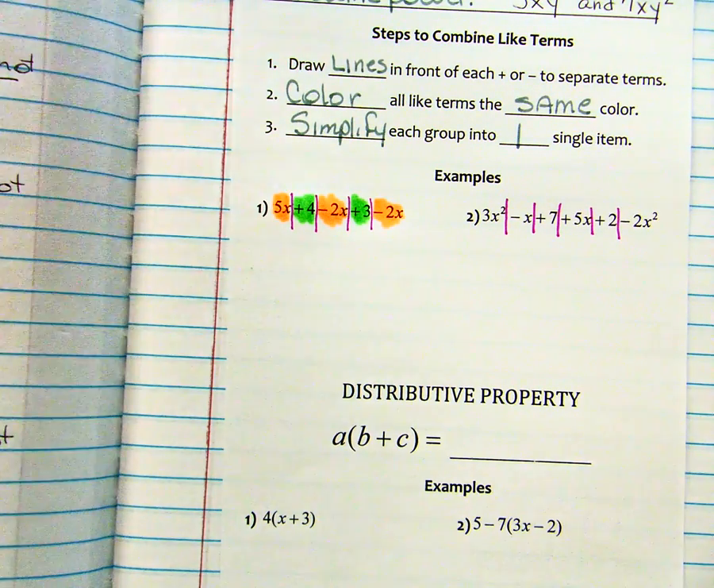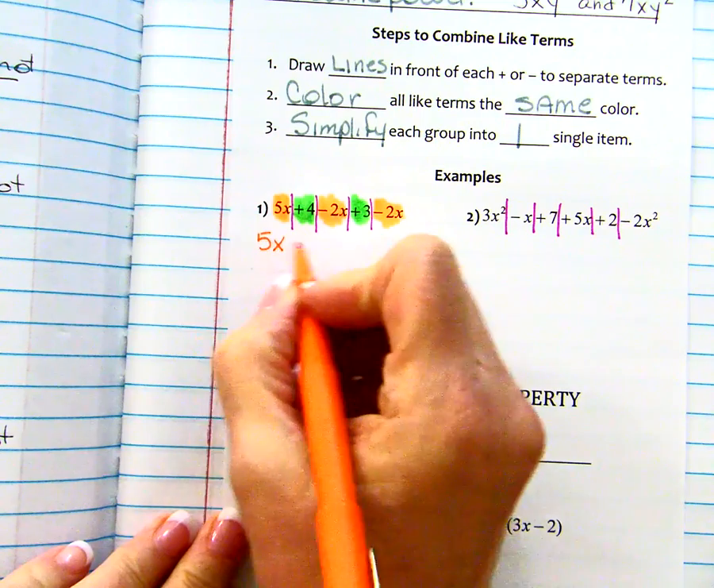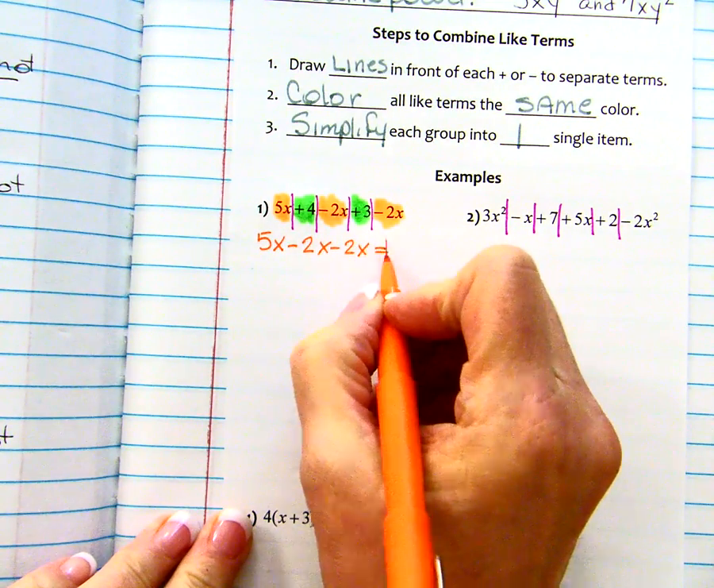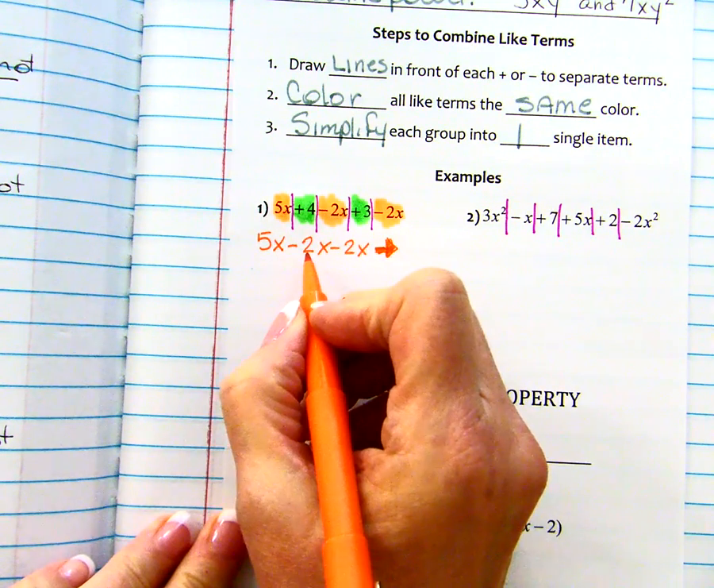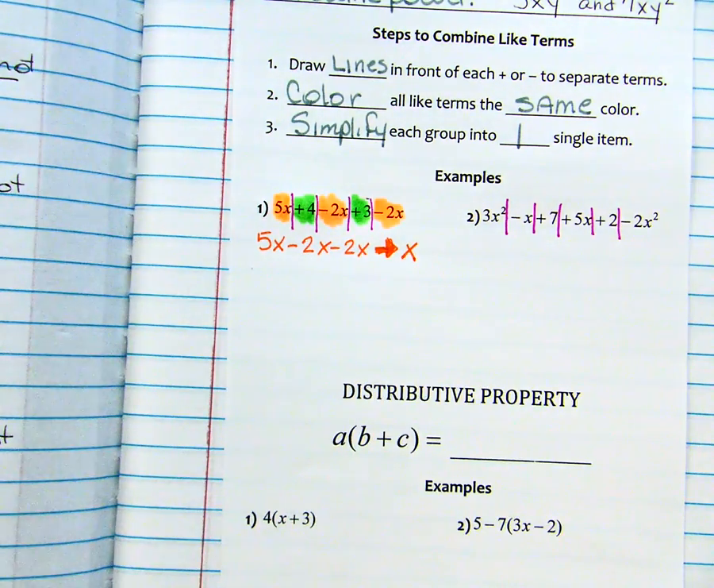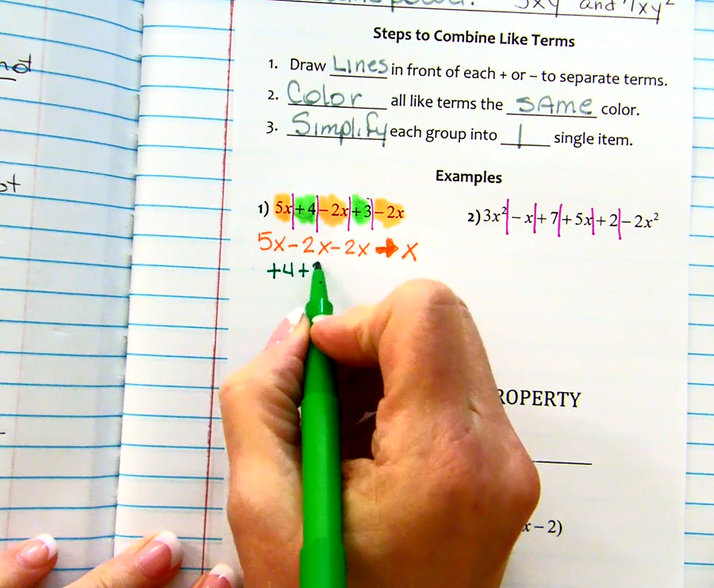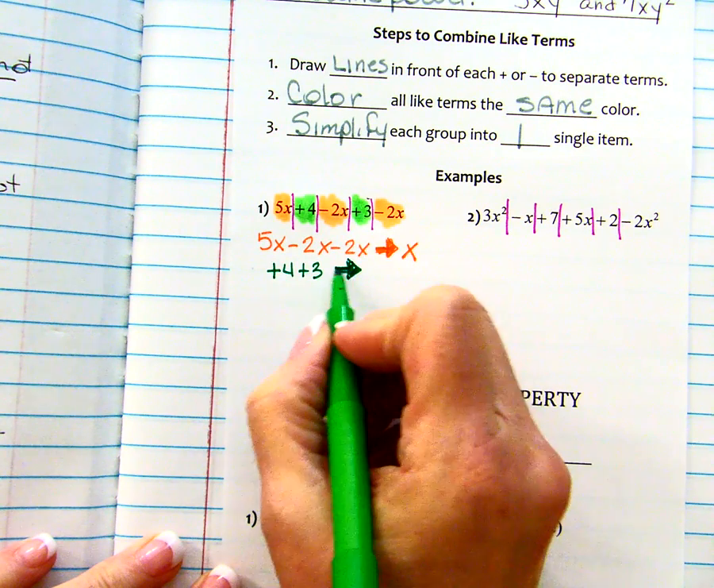So what I do now is simplify each group. I'm going to write each group and simplify it and then put that together. So we have 5x minus 2x minus 2x, and that is going to yield us a positive x, because 5 minus 2 is 3, 3 minus 2 is 1, so we get 1x left over from those guys. The next group were our constant terms, so we have plus 4 plus 3, which is then going to yield us a positive 7.